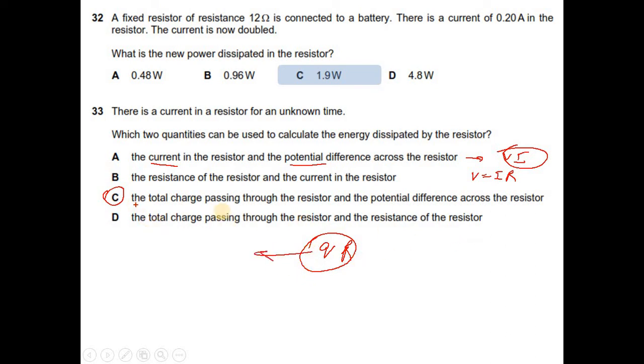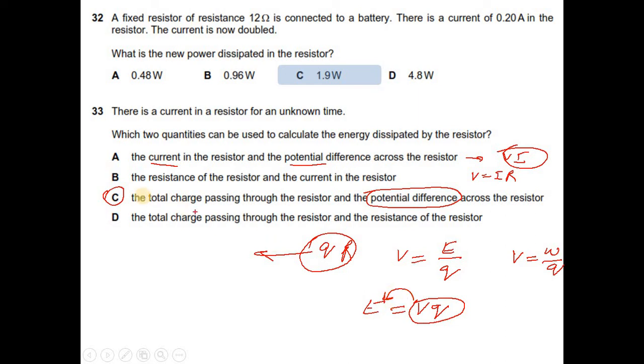But what about C? If you see charge and the potential difference. So what is the definition of potential difference? Voltage is basically energy per unit charge. Or sometimes we say V is work done per unit charge. That means energy is V into Q. So if we have a voltage and we have a total charge, we can figure out the energy. So option is C.